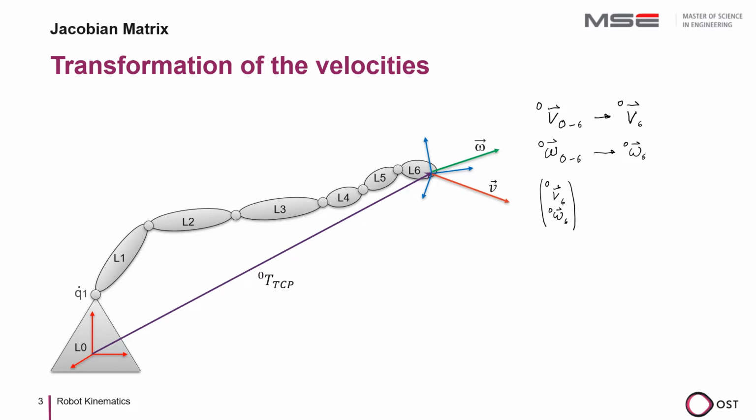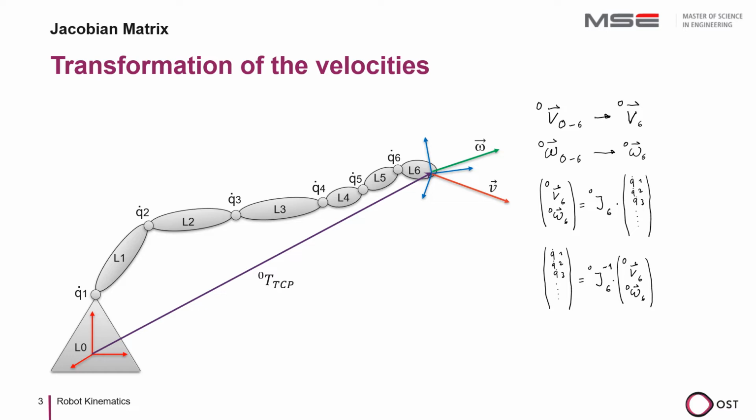How does this now depend on the generalized robot velocities of the robot arm? To perform the forward transformation of the velocities and determine this vector, we multiply the vector of the generalized robot velocities by the so-called Jacobian matrix. To calculate the generalized robot velocities from the velocities, we multiply them by the inverse Jacobian matrix. With this, we have learned about the forward and backward kinematics of velocities of robot arms. To get to know the Jacobian matrix in more detail, I refer to the general robot kinematics.